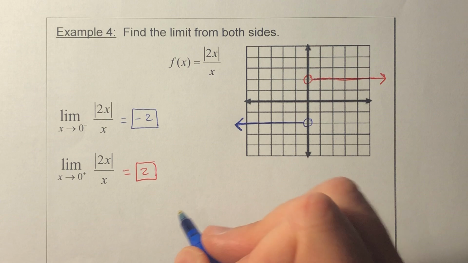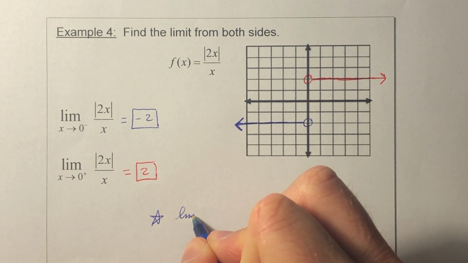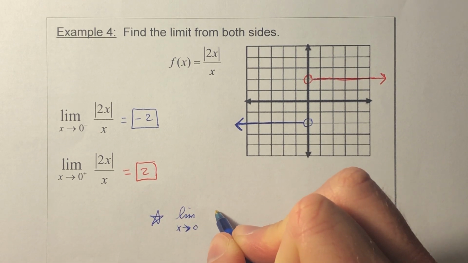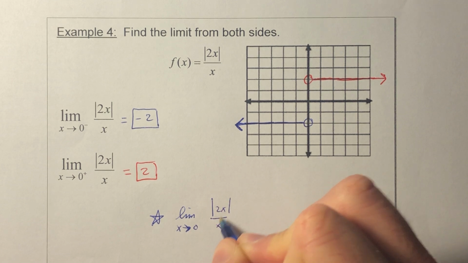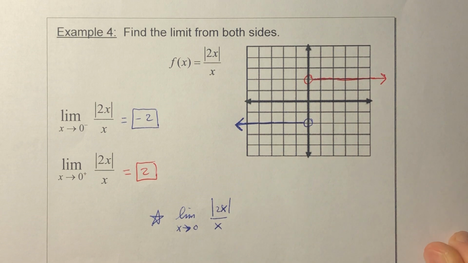Now, what if, and this is from the last video, what if we had the limit as x approaches 0? So we learned this last video. What do you think happens?